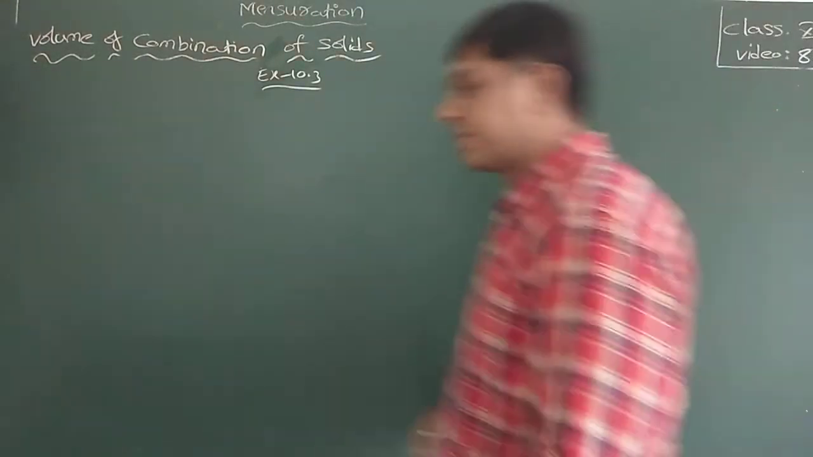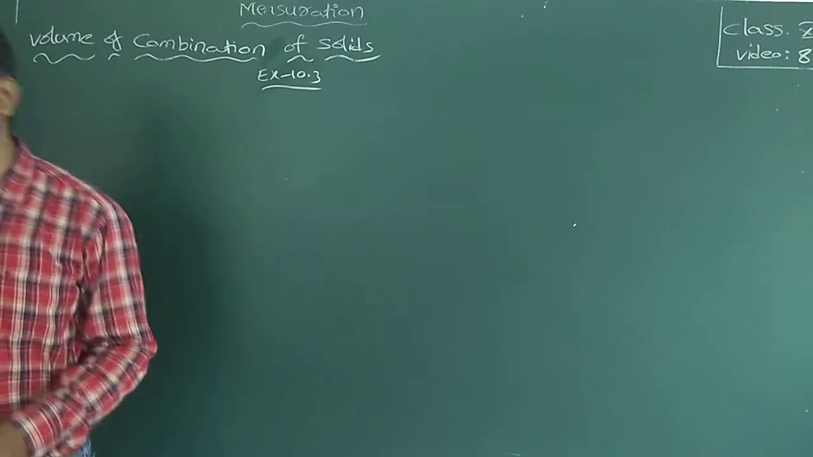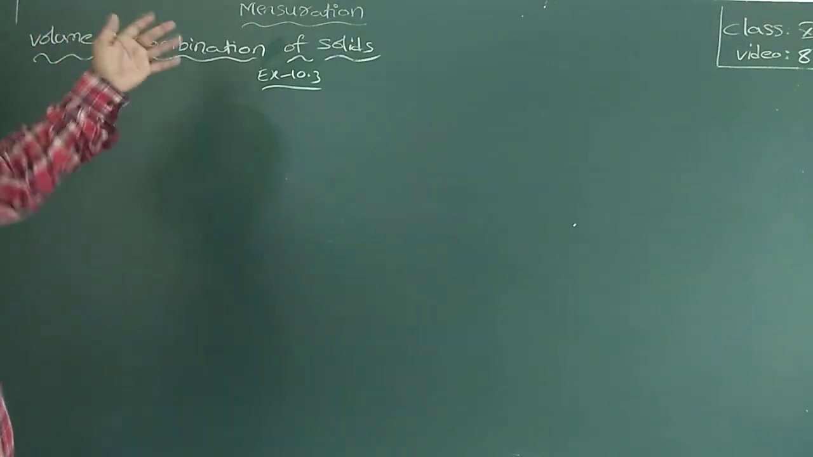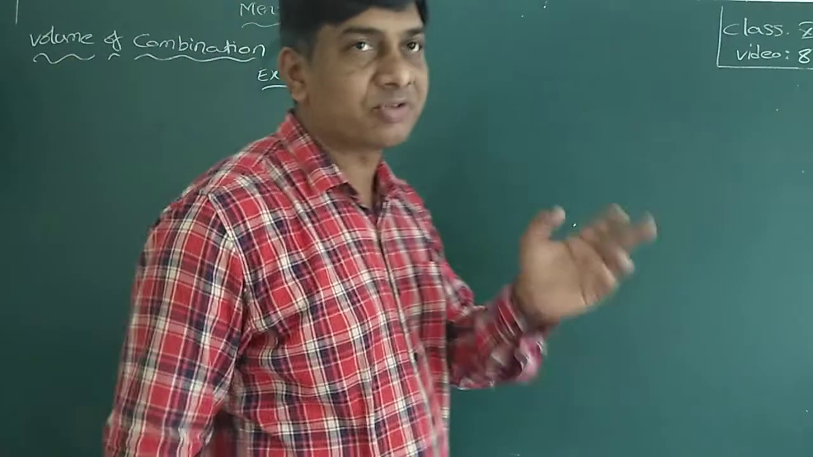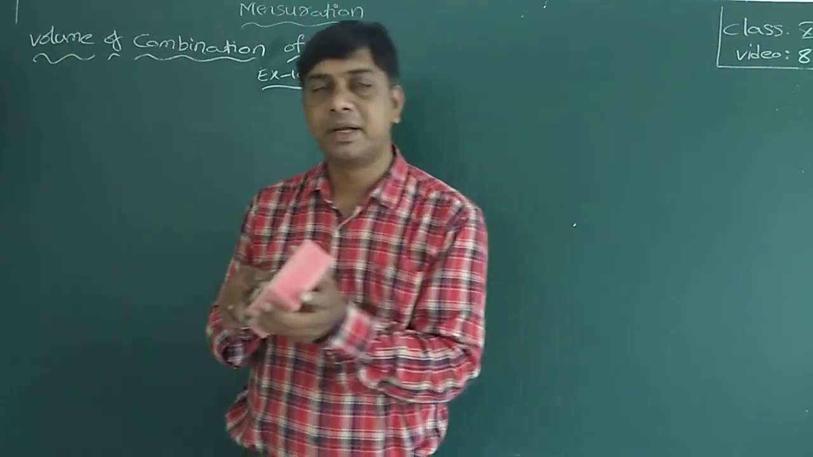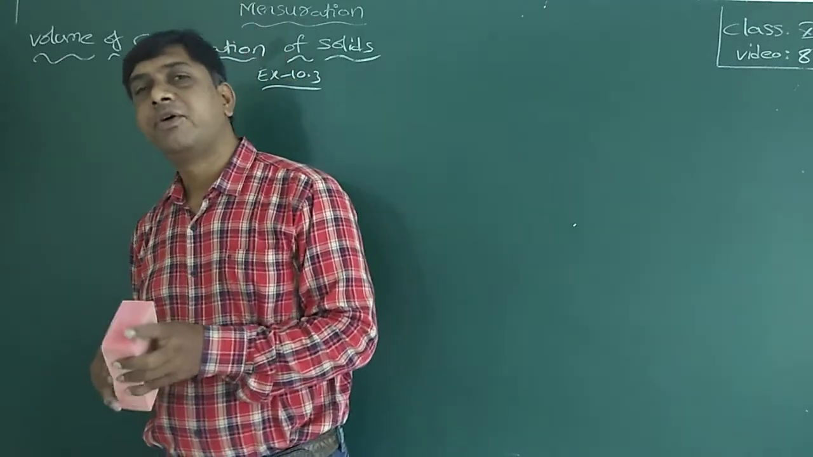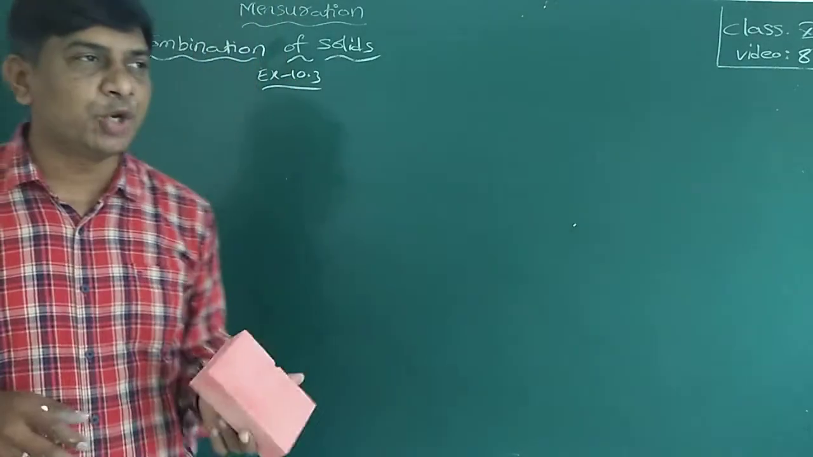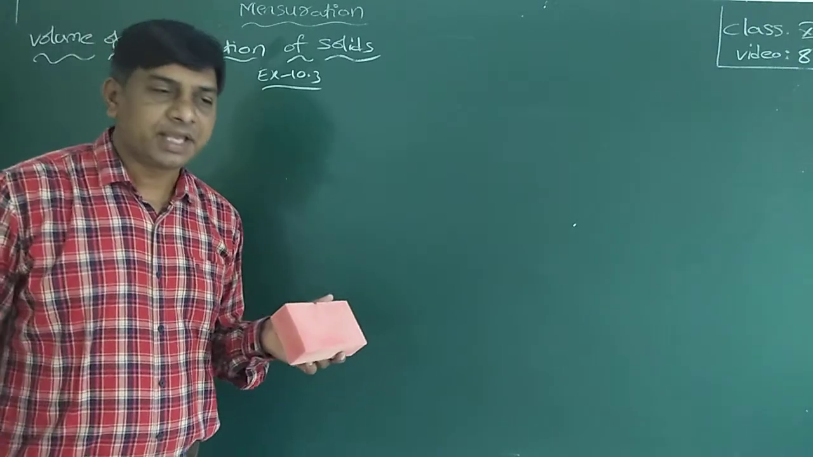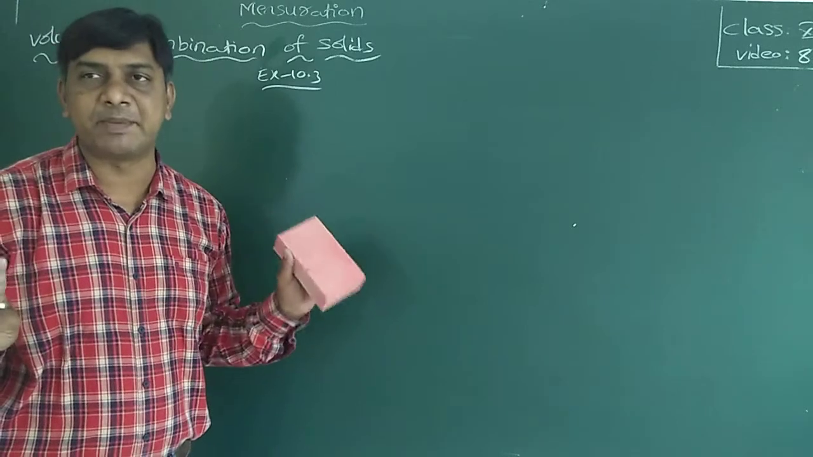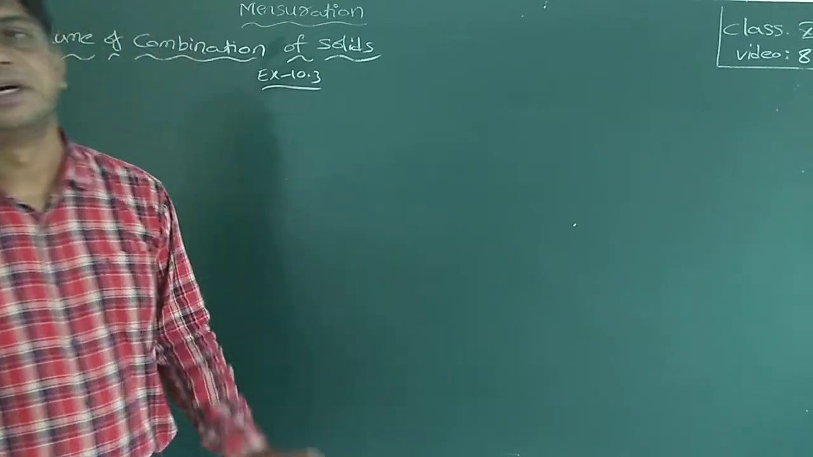Well, students, in the previous classes we completed surface areas. Now here, volumes of combination of solids. Two or more solids are combined together, and they ask us to find out the volume. Volume of any object is area of the base into height. General formula: area of its base into height.